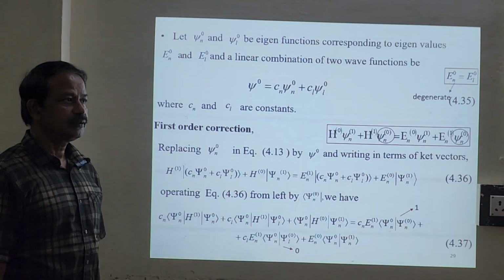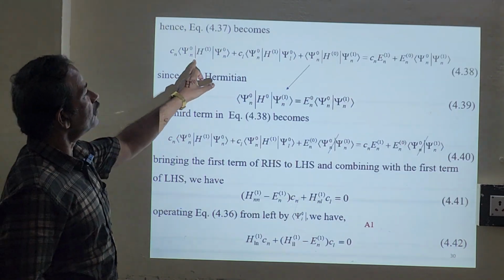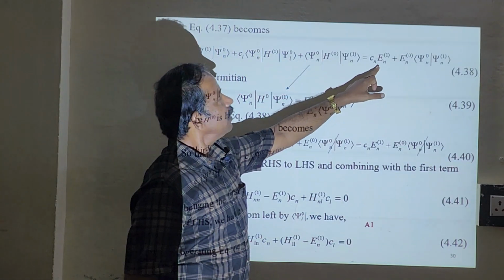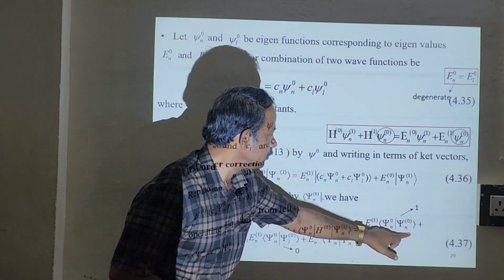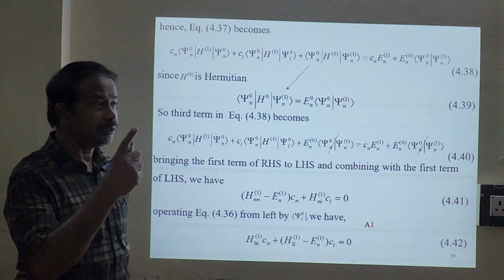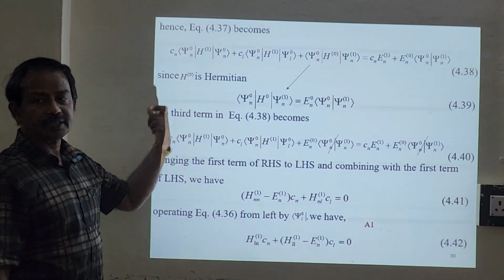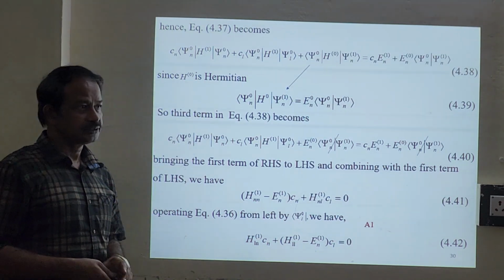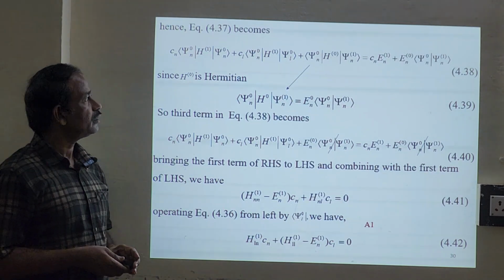Okay, is it okay? 4.37. So we have only 3 terms on the left hand side, and this term also we have 1. This term, Cn en1 multiplied by 1, will give you the same number. So left hand side we have 3 terms, right hand side we have 2 terms. Is it okay? Any doubt?